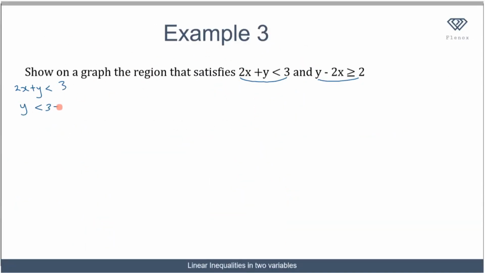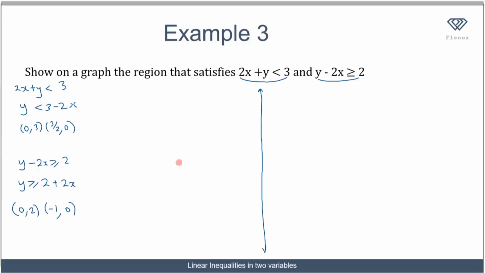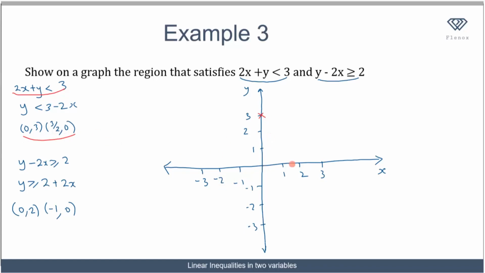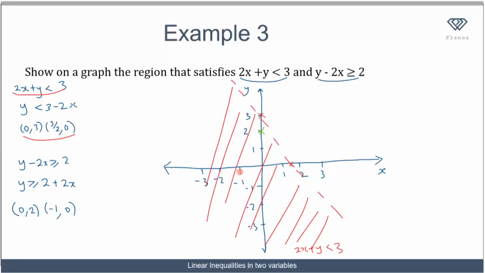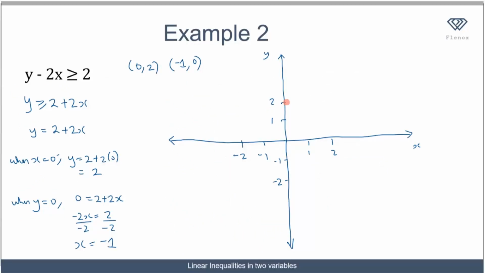Now I sketch out the graph on the Cartesian plane. So my x-axis and my y-axis, I try to locate the points. On my x-axis, I have 1, 2, then I have minus 1, minus 2. On my y-axis, I have 1, 2, and I have minus 1, minus 2. So for my first point, when x is 0, my y value is 2. And for my second point, when x is minus 1, my y value is 0. So I have these 2 points.